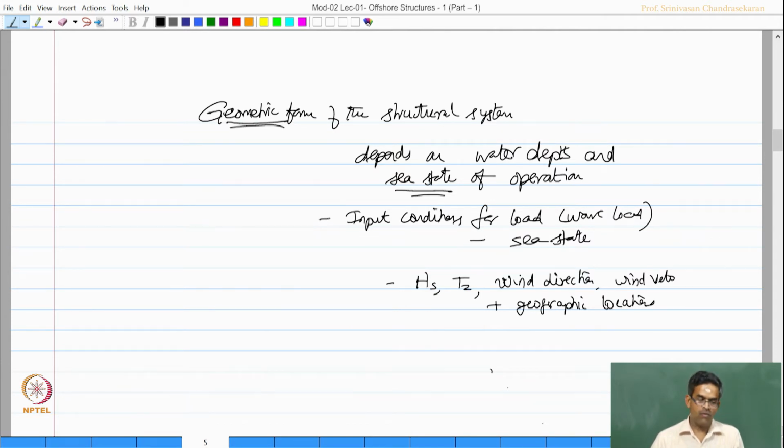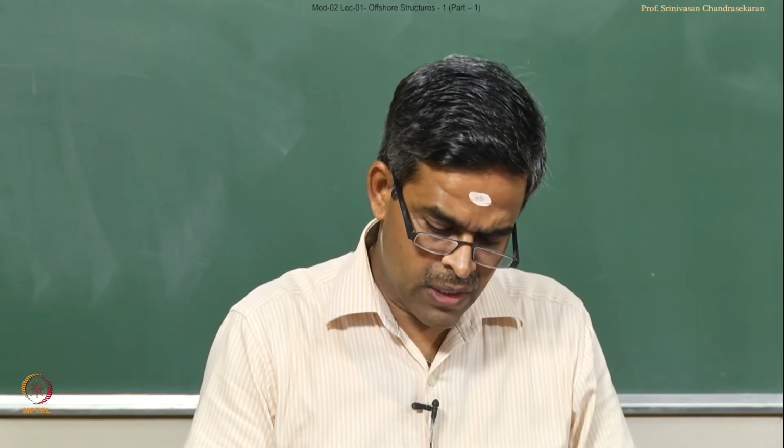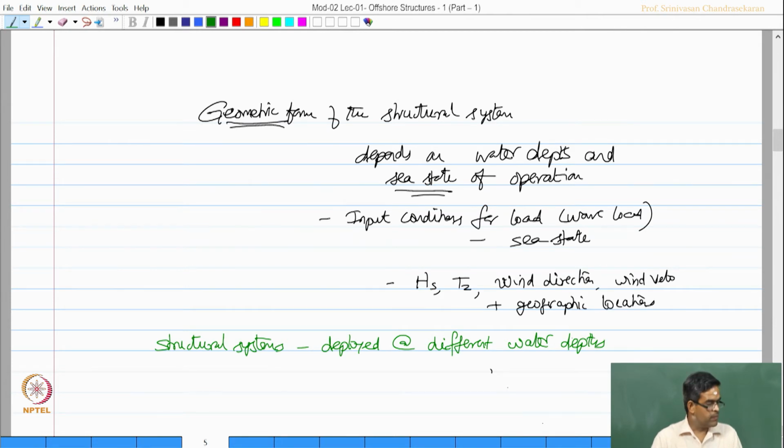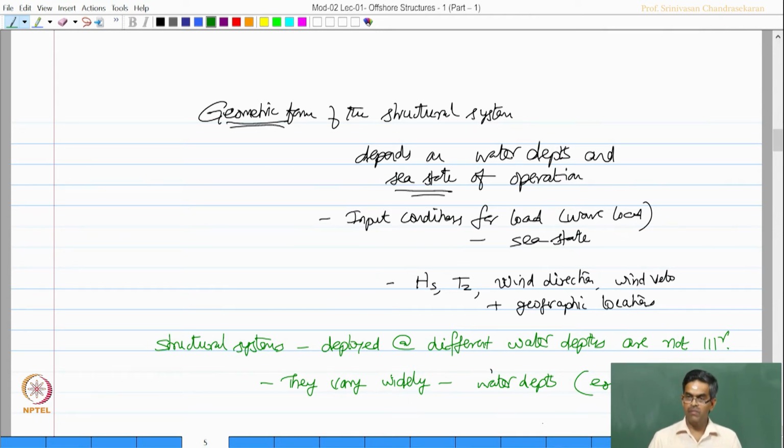So, now let us see what are the various geometric forms or configurations which are used in offshore structures for oil exploration. One important statement which will make you interested is that the structural systems deployed at different water depths are not similar. They vary widely depending upon the water depth essentially. Fundamentally, water depth will make the structural system vary.